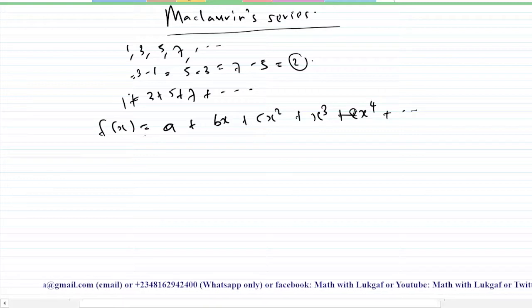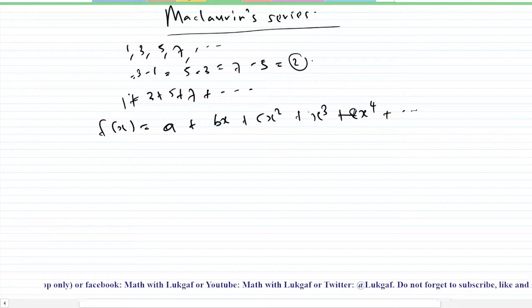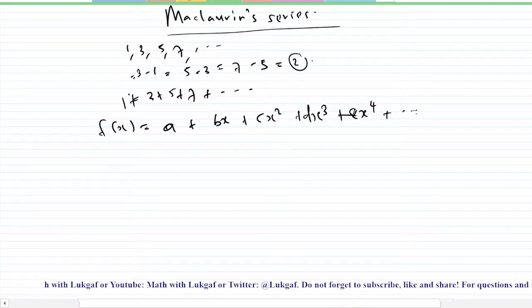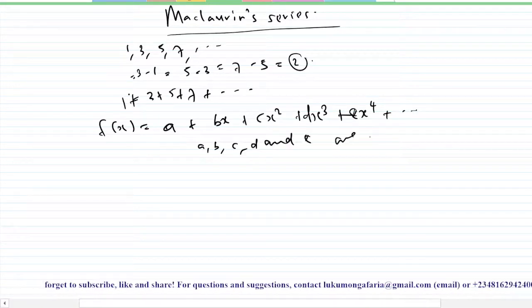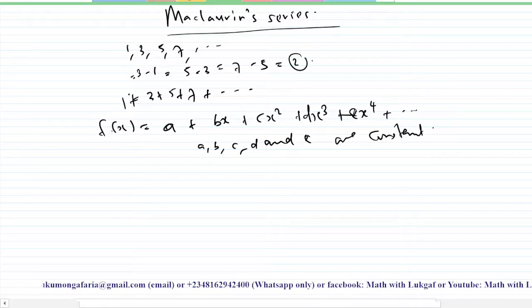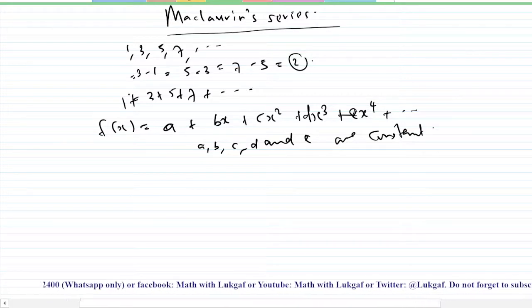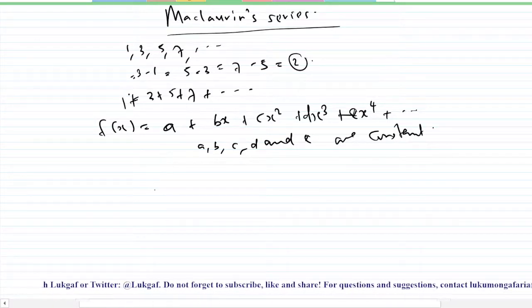When I have my function to be a plus bx plus cx squared plus dx cube plus ex raised to power 4 and so on, where your a, b, c, d, and e here are constants. For me to know the value of this function, I'm going to find the values of a, b, c, d, e here. To get it is not difficult to do. For example, I can make my x to be 0 here.